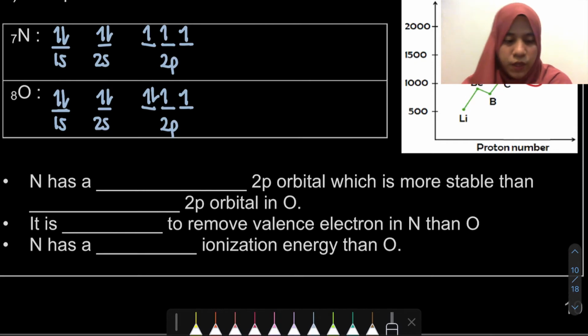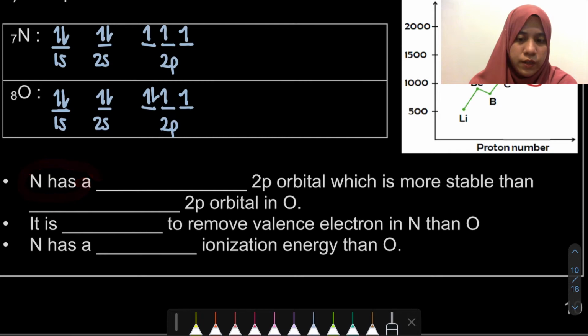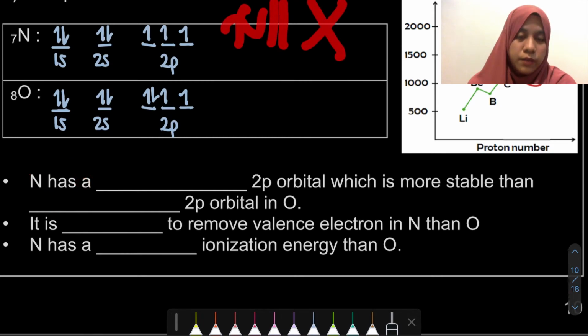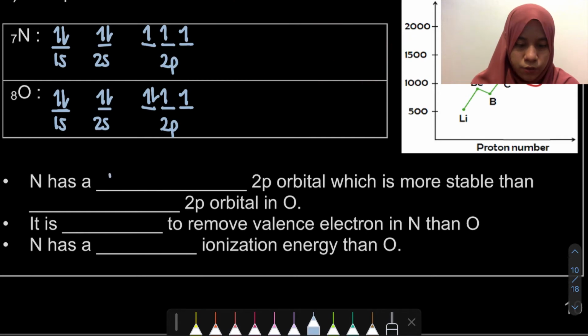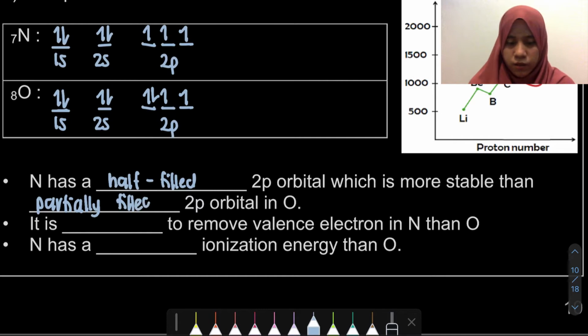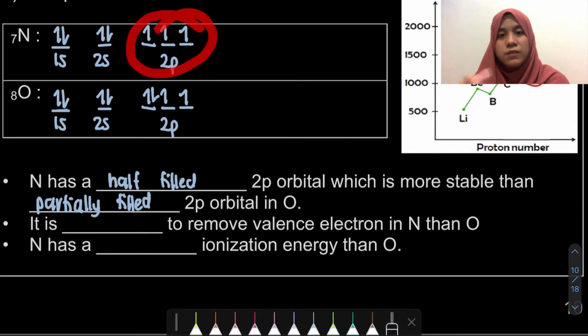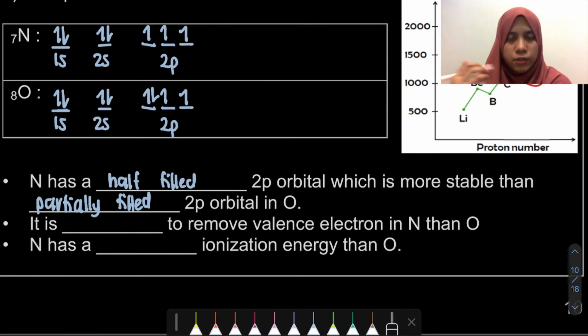Okay, why? Let's look here: N, is it fully filled? It's not. Is it half filled? Correct. So here N has a half filled 2p orbital, which is more stable than the partially filled 2p orbital in oxygen. So the half fill is more stable. So it is harder, because this one is already quite stable. It is harder to remove.